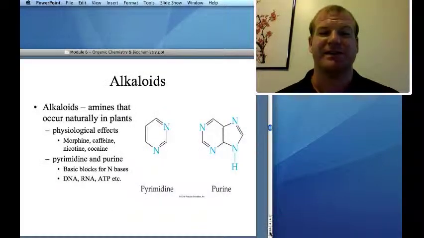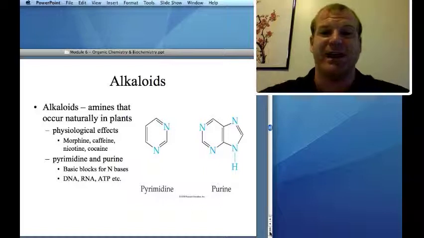Alkaloids, these are amines that occur in plants. So there are several alkaloids. Some are important, like nitrogen bases in DNA, which we'll talk about later. But there are some that have physiological effects, like caffeine.